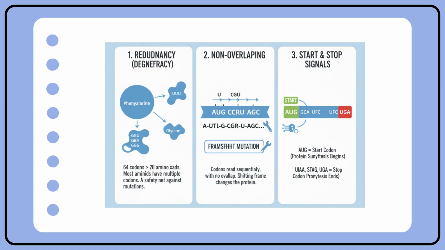Third, start and stop signals. Just like any good language, the genetic code has punctuation. The codon AUG acts as the universal start codon, which tells the ribosome exactly where the protein synthesis should begin. And conversely, specific codons act as stop codons, which signal the precise end of the polypeptide chain.